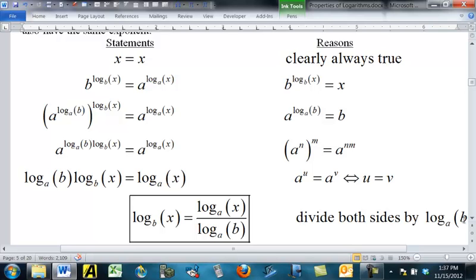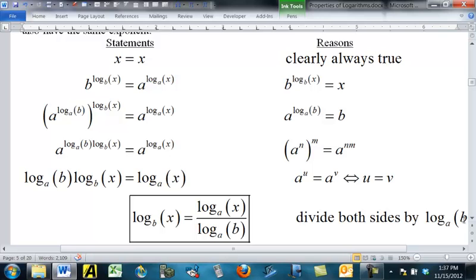Well, now I have two expressions with the same base. I basically have like a to the u equals a to the v. Well, we know that exponentials with the same base, that's a one-to-one function. So the only way you can get two things to be equal, when they have the same base and it's just a base and a power, the only way that can happen is if the powers are equal too. So we just let the two exponents be the same. Log base a of b times log base b of x equals log base a of x.